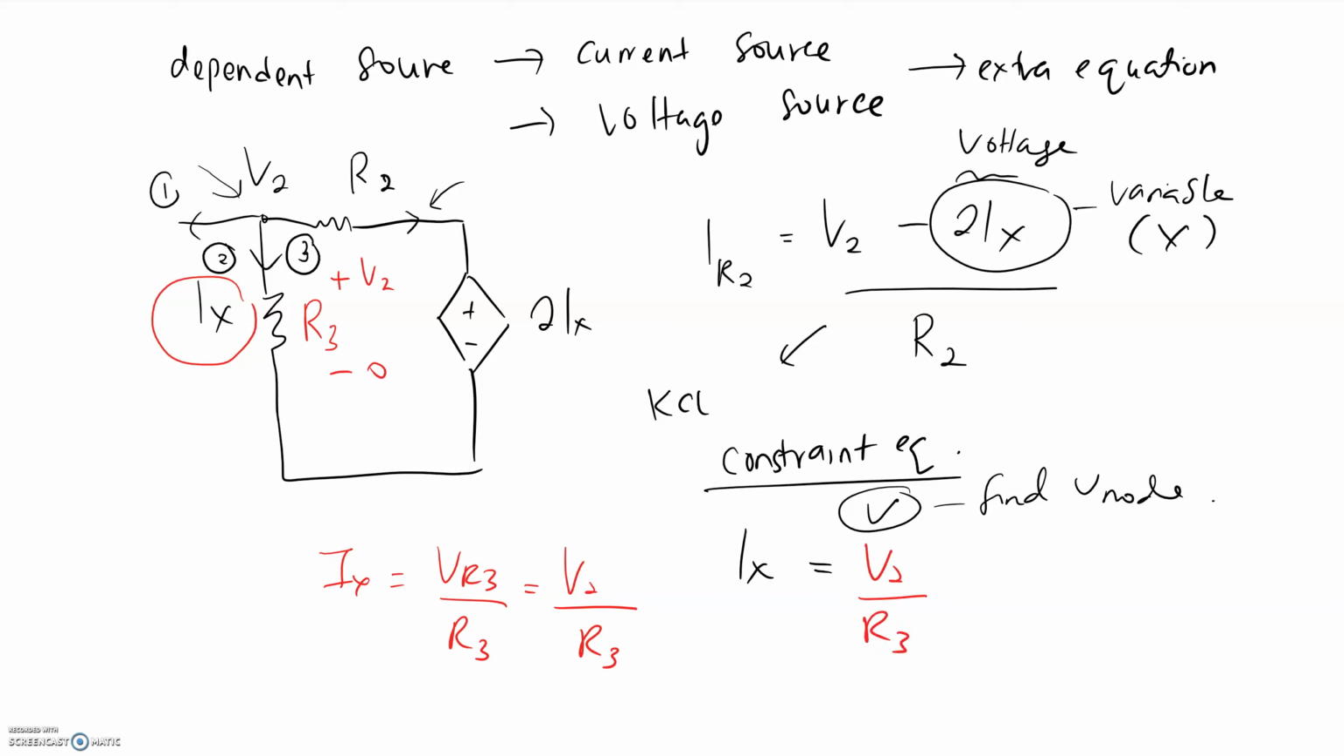Okay, and then you can see that this is the V0. Now you have an extra equation. Hopefully you can understand the functions of the dependent source. So let's see another example.